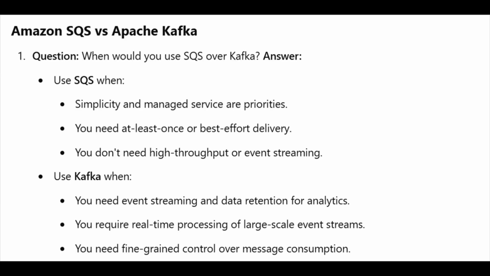Amazon SQS versus Apache Kafka. Question: when would you use SQS over Kafka? Answer: use SQS when simplicity and managed service are priorities. You need at least once or best effort delivery. You don't need high throughput or event streaming. Use Kafka when you need event streaming and data retention for analytics. You require real-time processing of large-scale event streams. You need fine-grained control over message consumption.